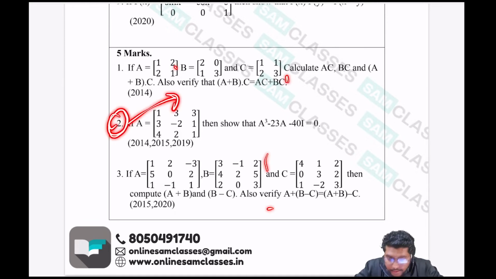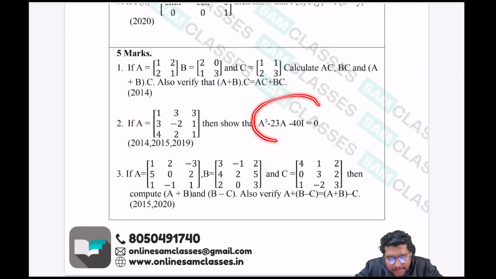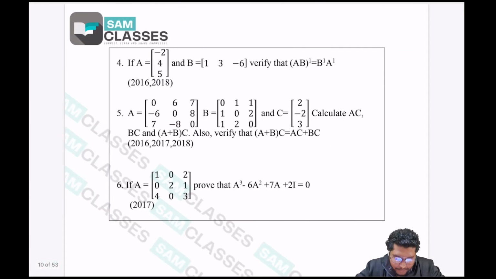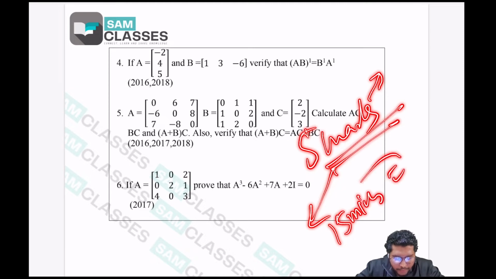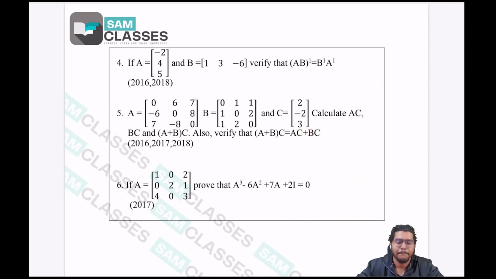Only you have to make sure that this is one kind: a verification kind of problem. The other is where you have to find the value, to show that A cube minus 23A minus 40I is equal to 0, and from there sometimes they'll give you find A inverse also. So very simple as it is. Very simple questions are coming in this matrix part. So 5 marks guaranteed here. Two kinds of questions, which you can easily learn in 15 minutes max. So here 15 minutes is equal to 5 marks. Done. So how much time you spent? 15 minutes, and you made sure that 15 marks is there with you.